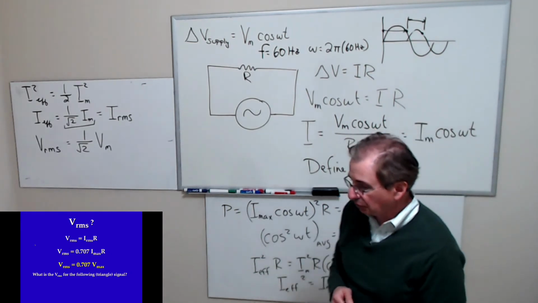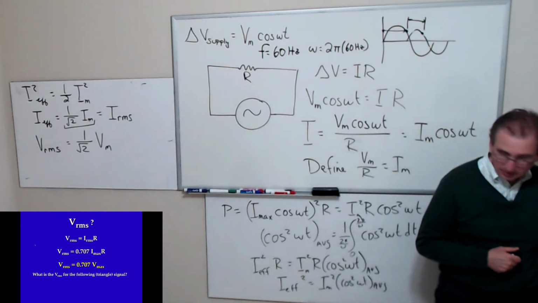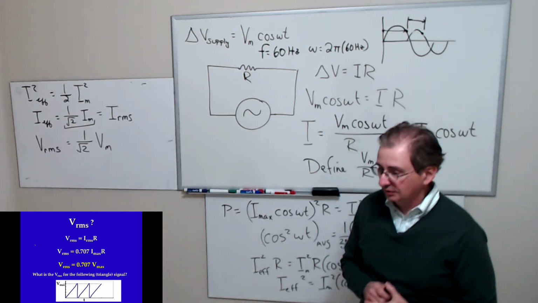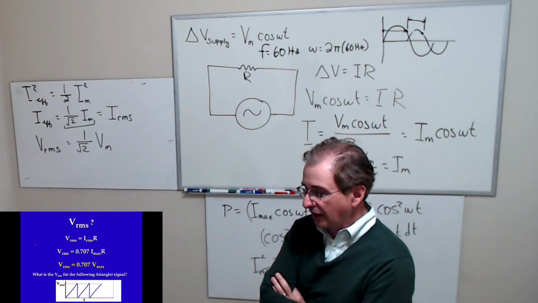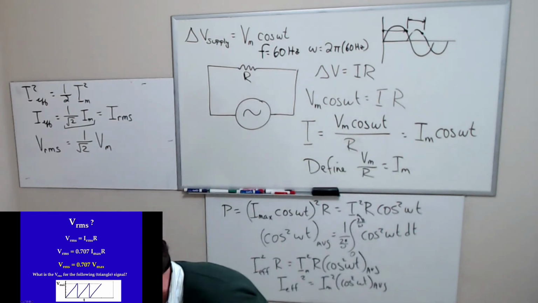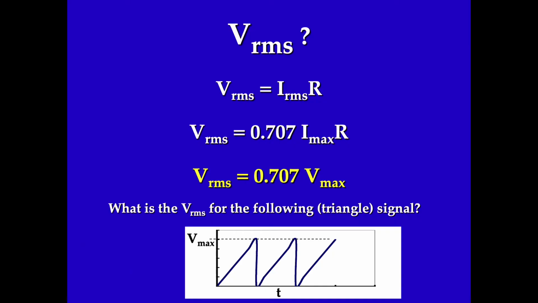So, just so we understand this, suppose we have a triangle signal. Can we figure out the RMS voltage for that kind of signal? The same process: we have to take the average of that function squared over a cycle, and then we get the RMS voltage.